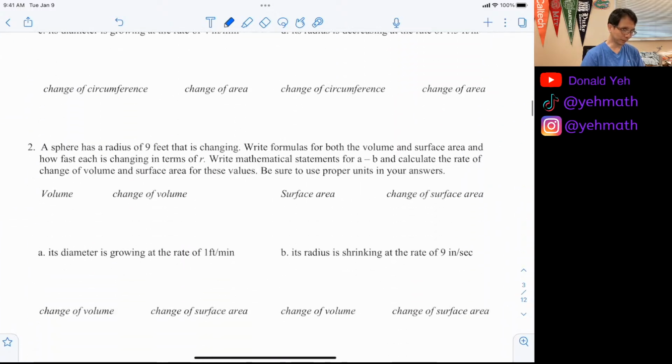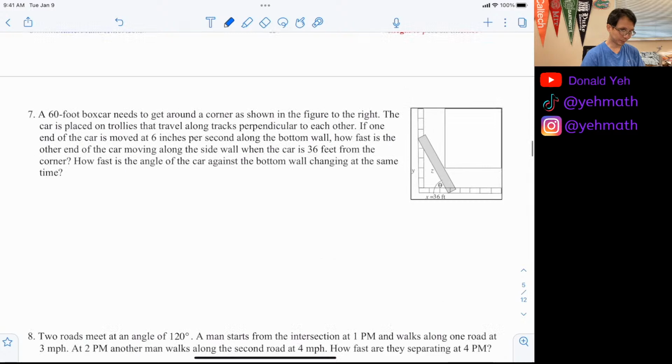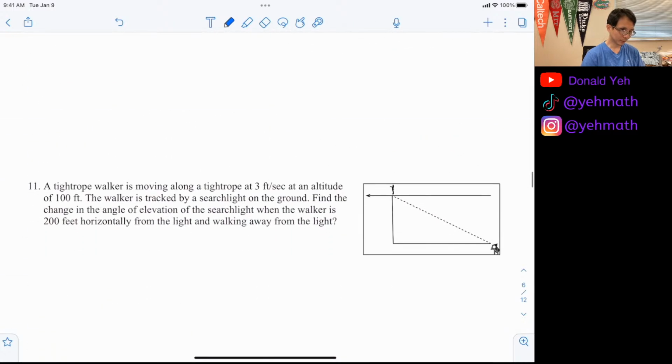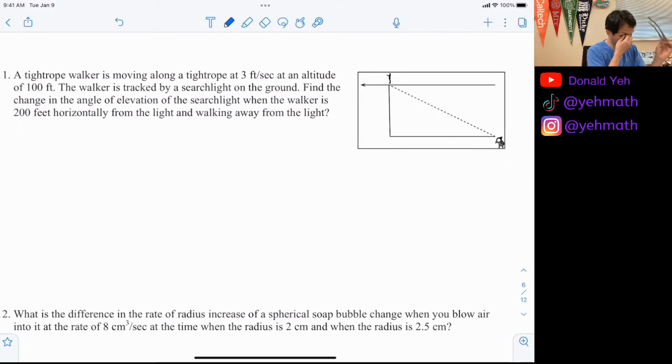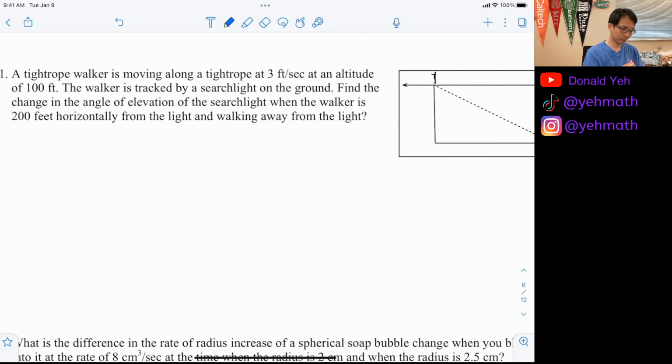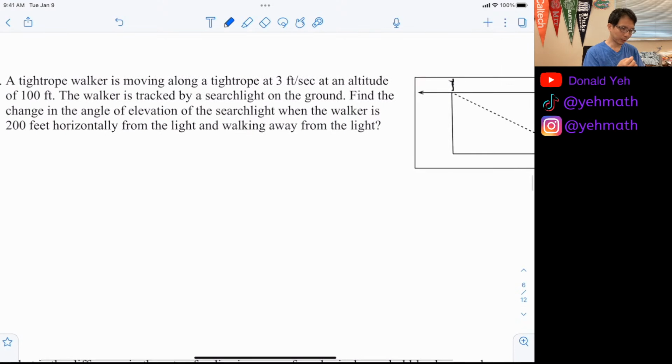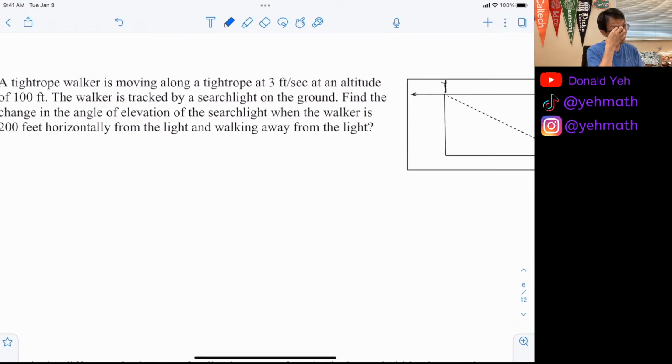Okay, let's try one. Let's try one here. 11. Can you zoom in on it? The picture I cannot, you can. Figure out which trig function to use is the key. This problem, the biggest problem is the trig function. You can take a derivative, you can do anything.